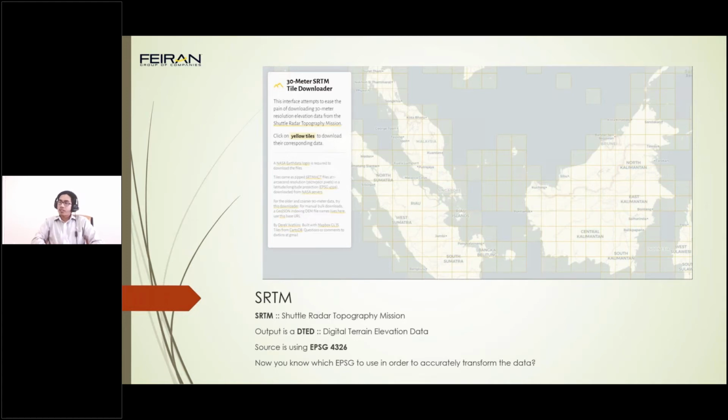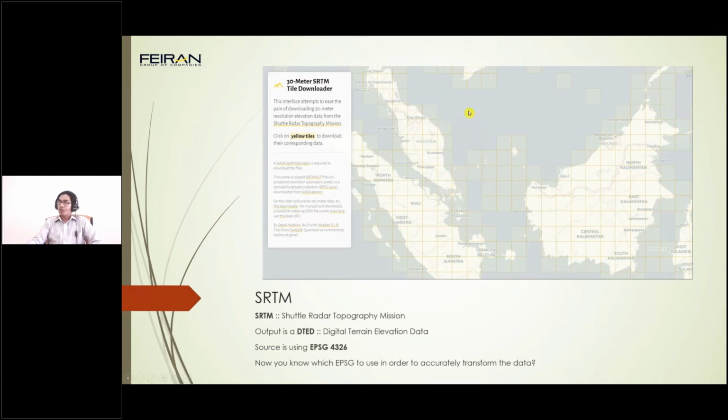SRTM stands for Shuttle Radar Topography Mission. This site is coming from NASA themselves. What NASA did is launch a satellite into orbit, and this satellite will periodically fly over a certain area, such as our region here, Malaysia. Every time it flew over our region, it scanned the data of our terrain and stored it inside this database, which is called SRTM.